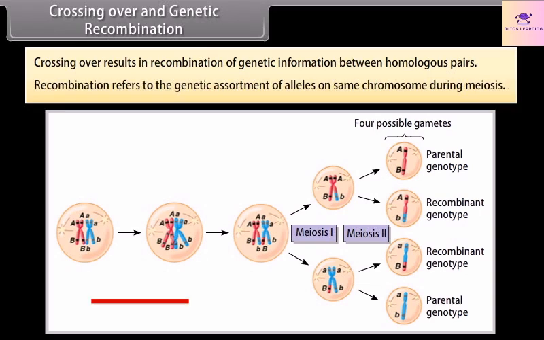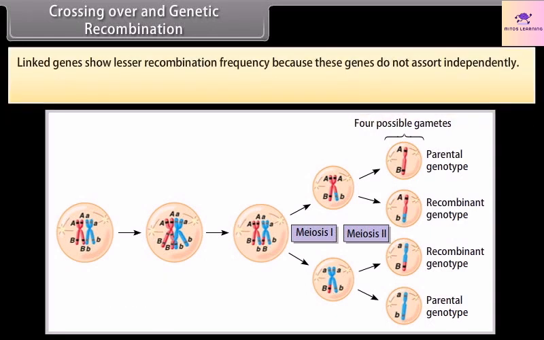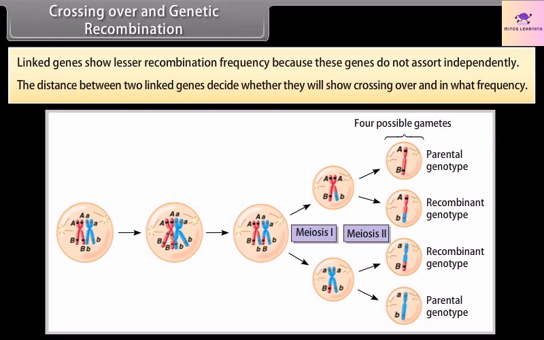Recombination refers to the genetic assortment of alleles on the same chromosome during meiosis. Linked genes show lesser recombination frequency because these genes do not assort independently. The distance between two linked genes decides whether they will show crossing over and in what frequency. Genetic mapping.